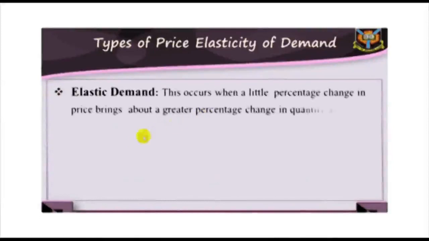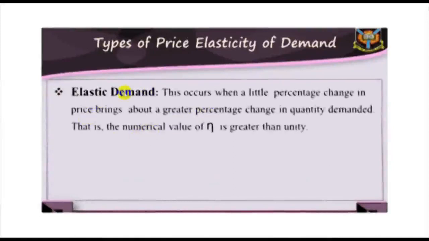Types of price elasticity of demand. There are various types of price elasticity of demand. These include elastic demand. This occurs when a little percentage change in price brings about a greater percentage change in quantity demanded. That is, the numerical value of N is greater than unity.